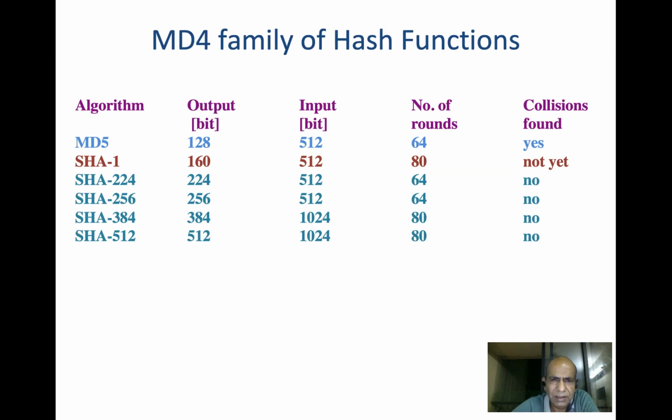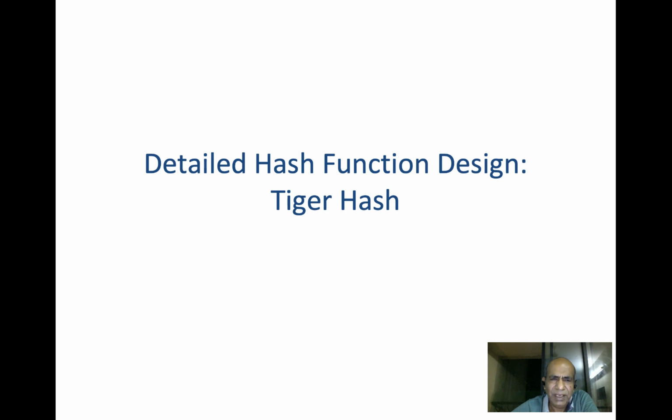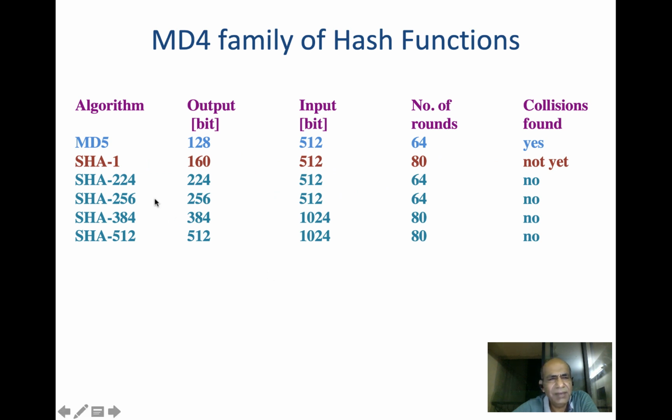Okay, let's move on. Now this table shows the comparison of various hash functions, and we see that for these four hashes, SHA-224, SHA-256, 384, and 512, collisions have not been found as yet. Please look at it carefully. There are various hash functions we have discussed earlier, like MD5, SHA-1, SHA-224, up to SHA-512.